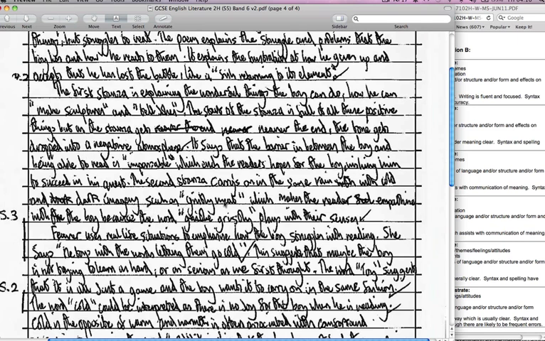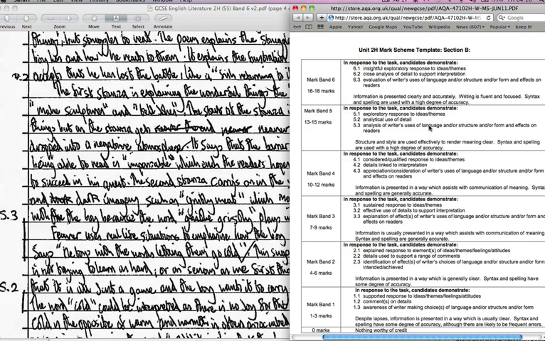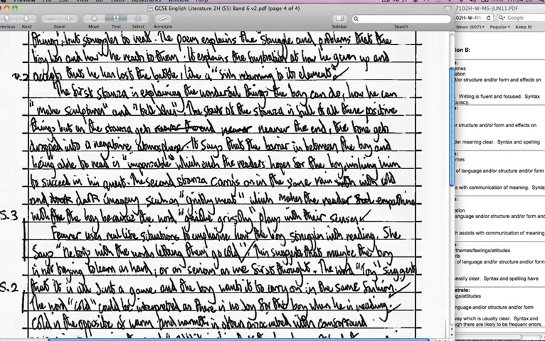Imagery such as "grisly meat", which makes the reader sad, empathizing with the boy because the word "grisly" plays with our senses. Okay, so the examiners commented 5.3 for that: analyzes the writer's use of language. So here it's an analysis, but it's not a full evaluation. The difference is basically how developed the sentence there is.